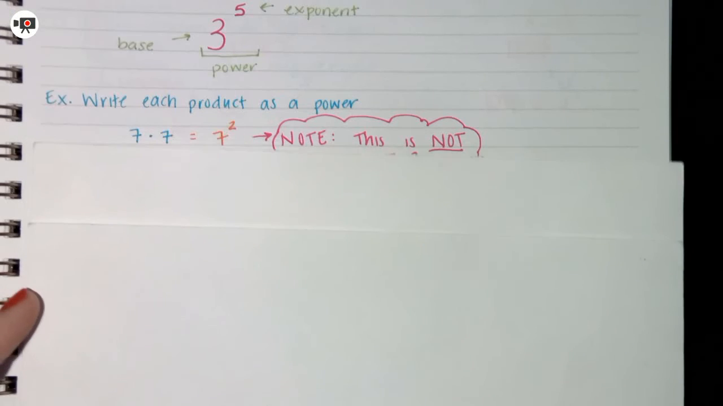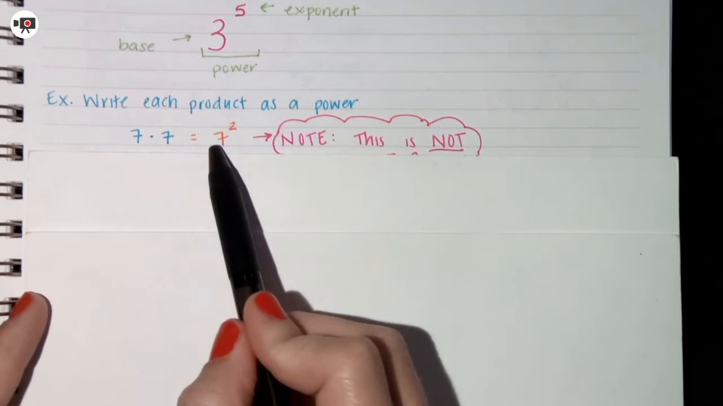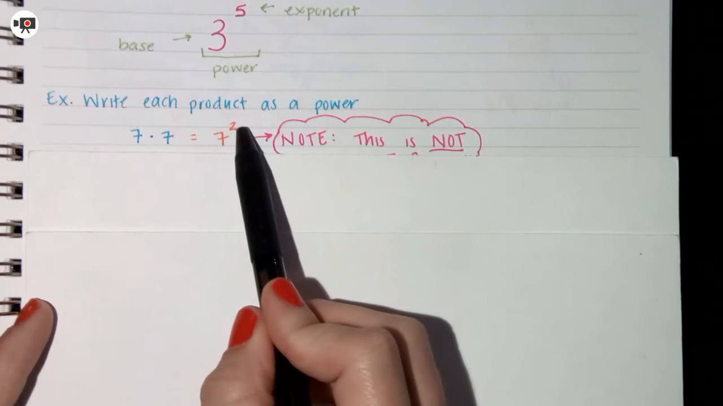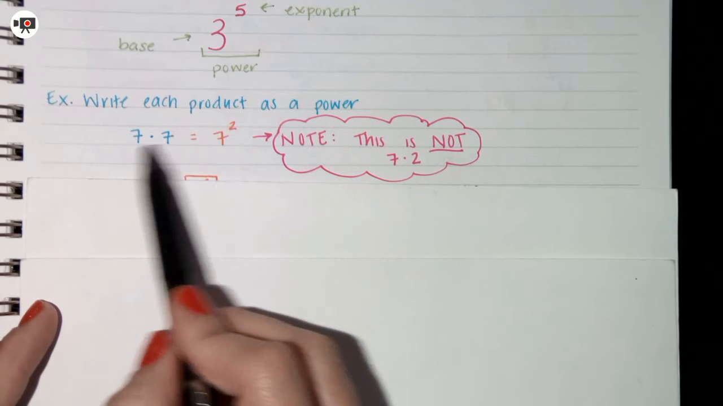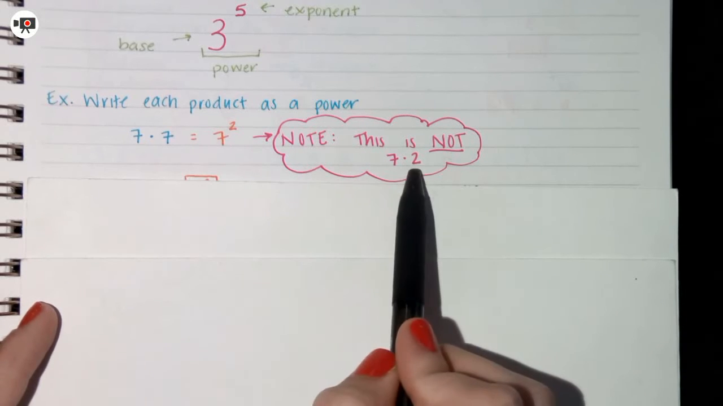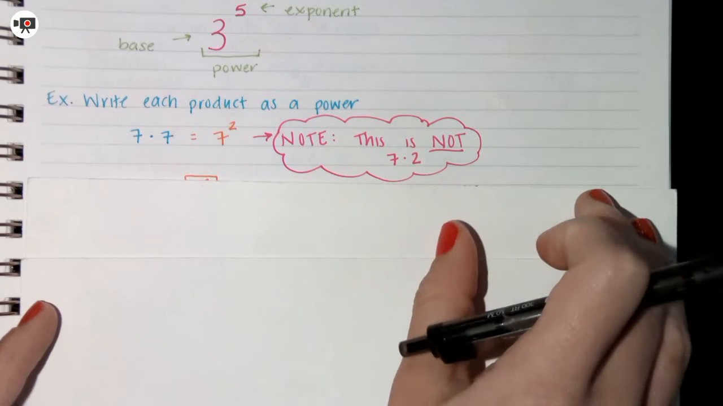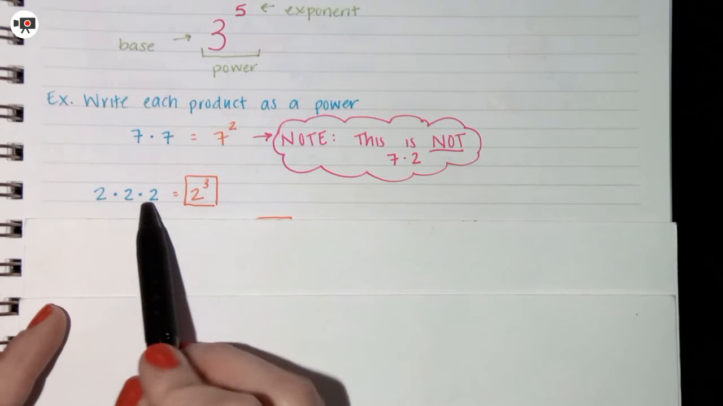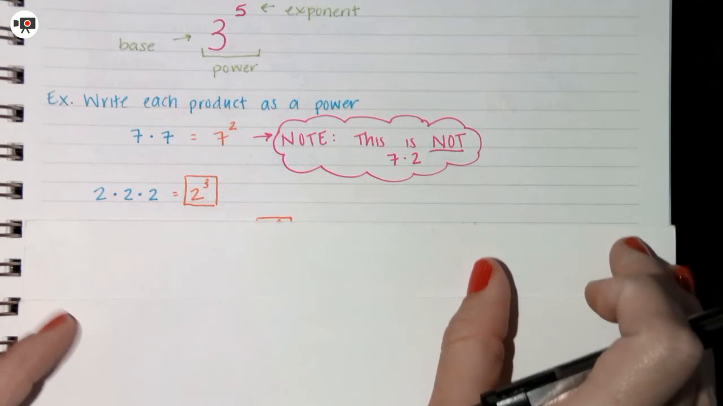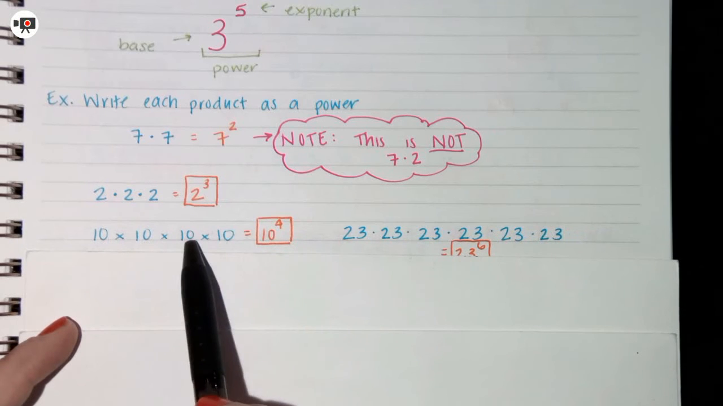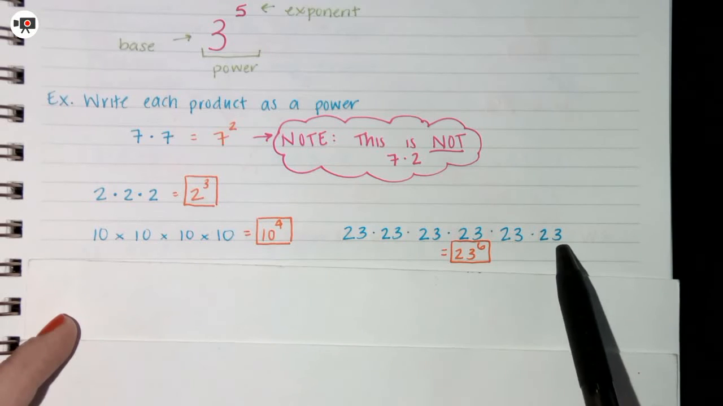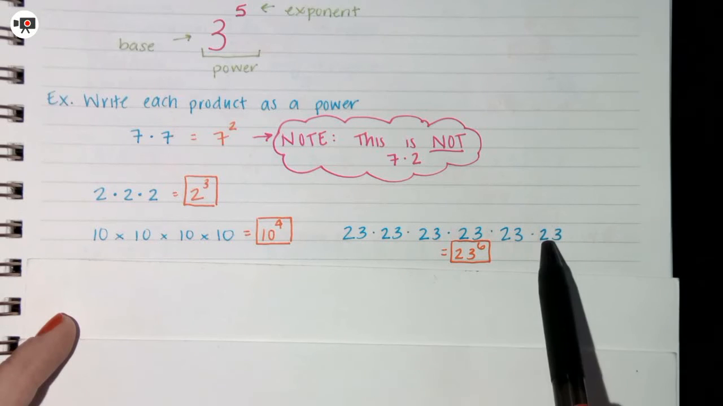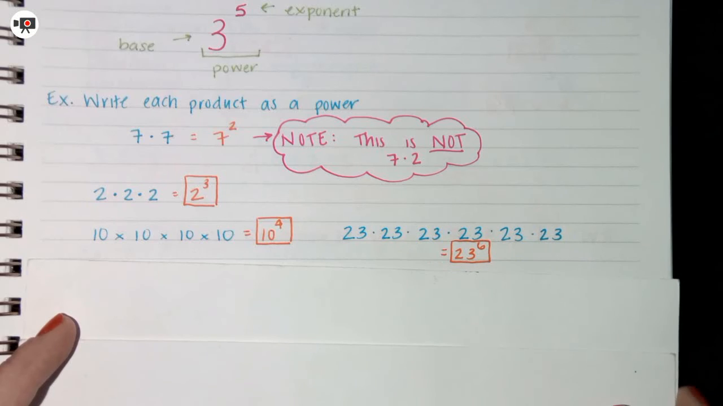So we're going to write each product as a power. So 7 times 7 is 7 squared, or 7 to the second power. This is not the same as 7 times 2, because 7 times 7 is 49, and 7 times 2 is 14. 2 times 2 times 2 is 2 to the third power. 10 times 10 times 10 times 10 is 10 to the fourth. And here we have all these 23's multiplied together, and we have 1, 2, 3, 4, 5, 6. So this is 23 to the 6th power.